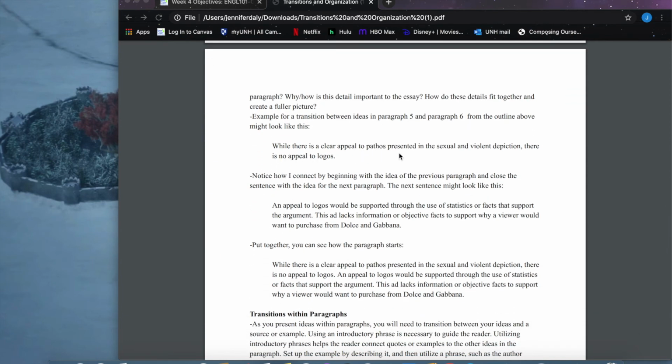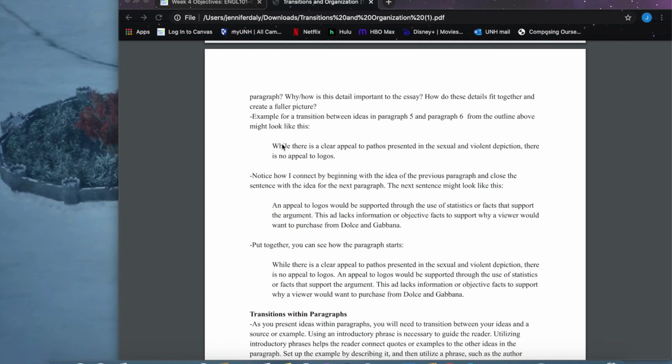While there is a clear appeal to pathos presented in the sexual and violent depiction, there is no appeal to logos. Notice how I connect by beginning with the idea of the previous paragraph and closing the sentence with the idea of this new paragraph.